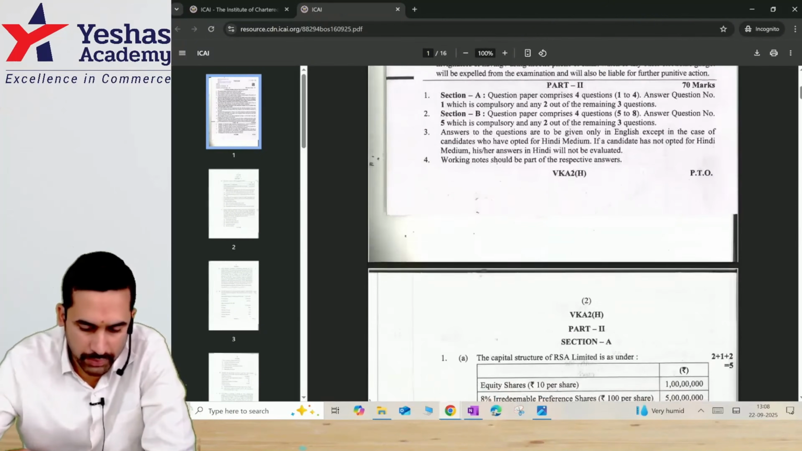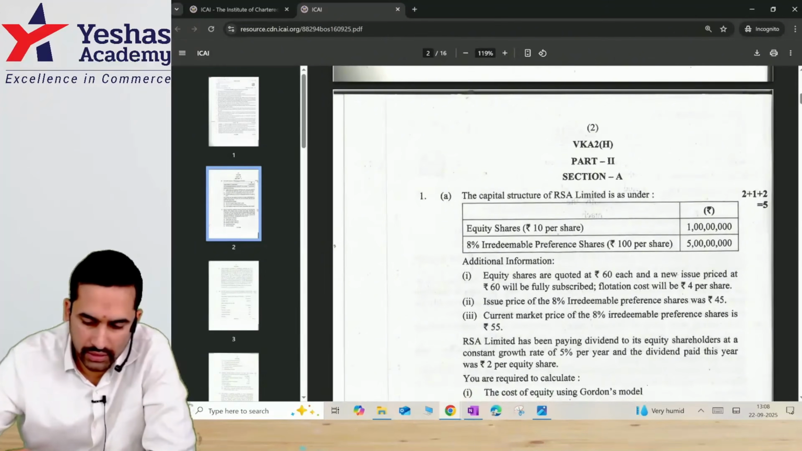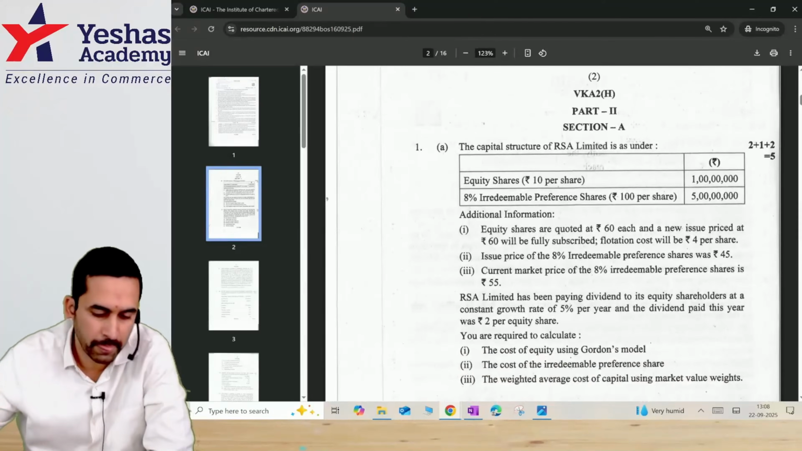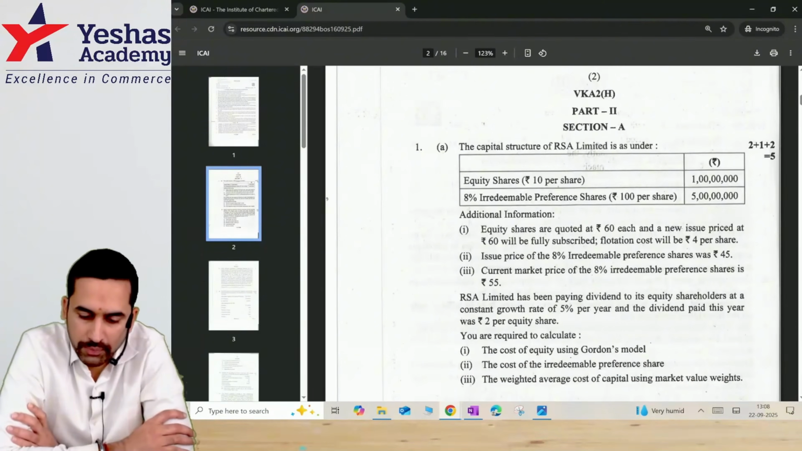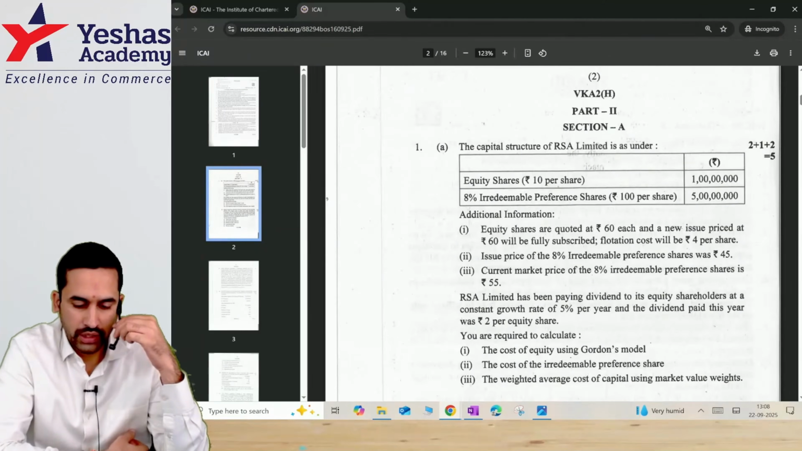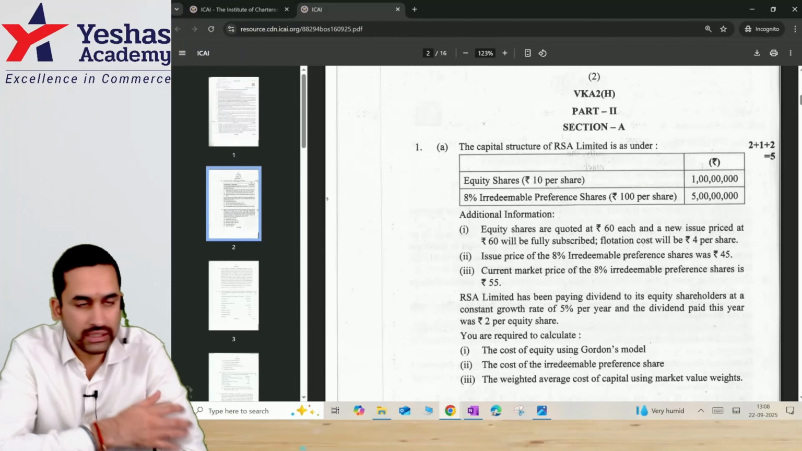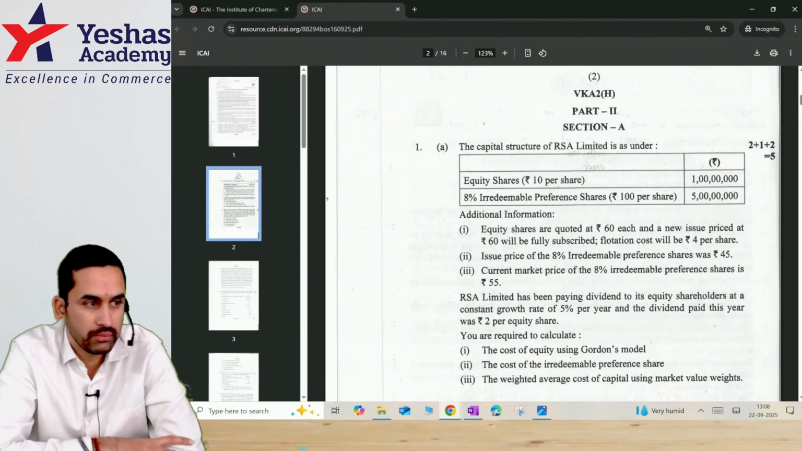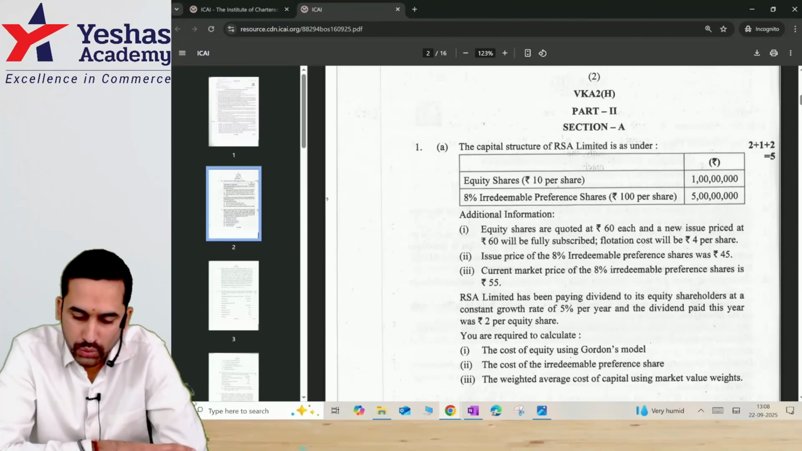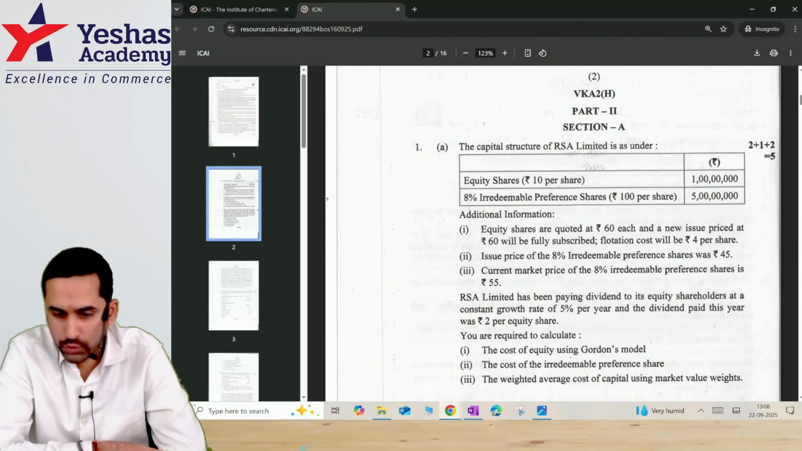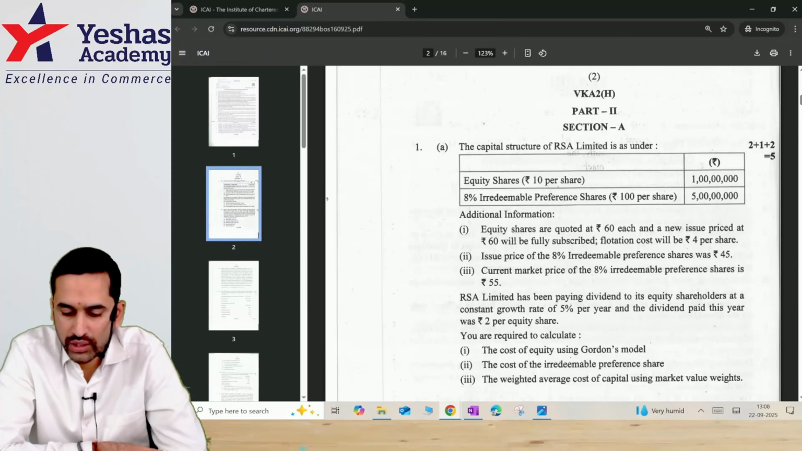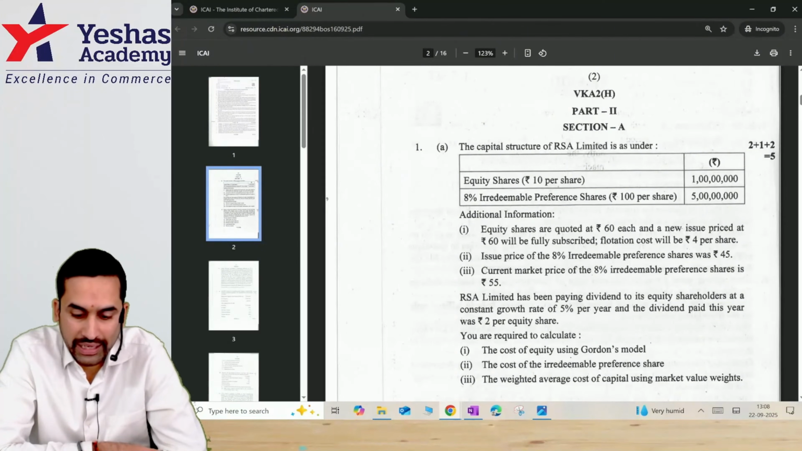So this is the question paper. Section A is the FM part. The capital structure of a company is given to you, equity shares and preference shares. Additional information: equity shares are quoted at 60 each. Quoted means its current market price. The new issue will be priced at 60, that is the issue price. Fully subscribed. Flotation cost is 4 rupees. So when you take net receipt, you have to take issue price 60 minus flotation cost 4 rupees.